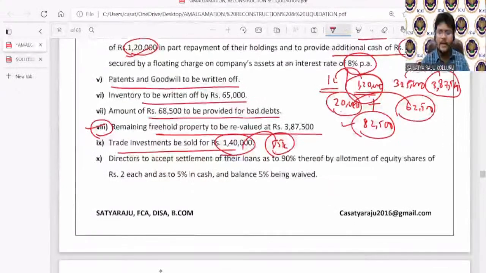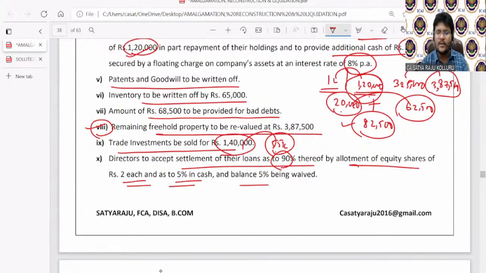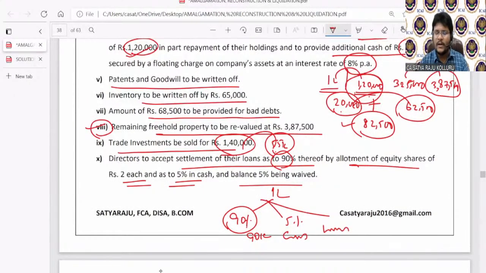Directors to accept settlement of their loans as to 90%, thereby allotment of equity shares of rupees 2 each, as to 5% in cash, and the balance of 5% is being waived. Total directors loan is 1 lakh, out of which 90% is settled in the form of equity shares, that is 90,000. Remaining 5% is settled in the form of cash, and the remainder is waived. What is the journal entry? Directors loan account debit 1 lakh, to equity share capital account 90,000, to cash 5,000. And for the amount waived off, you can simply make a transfer to reconstruction account.